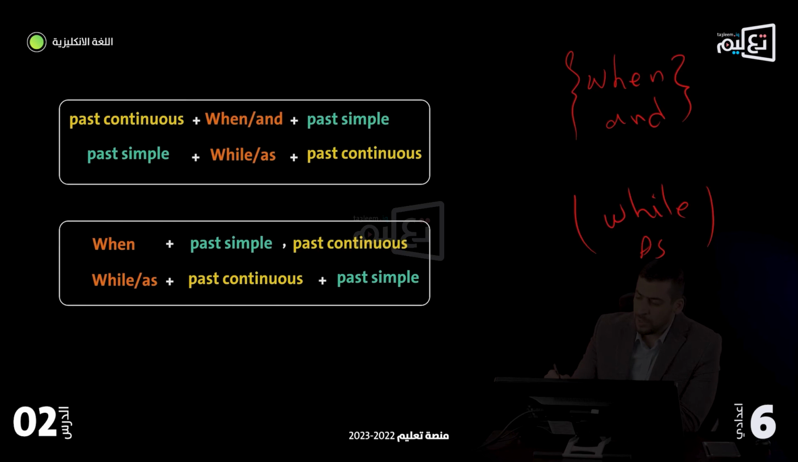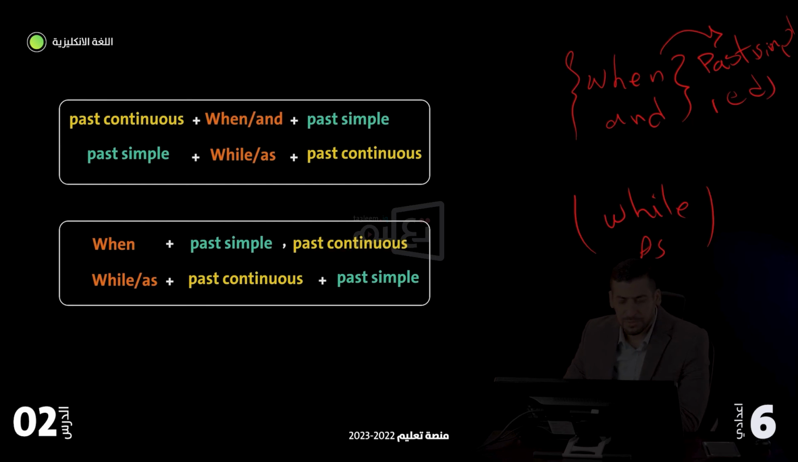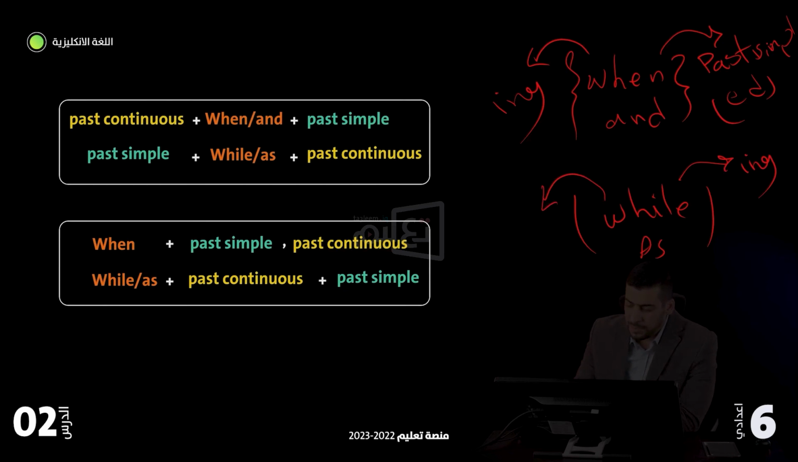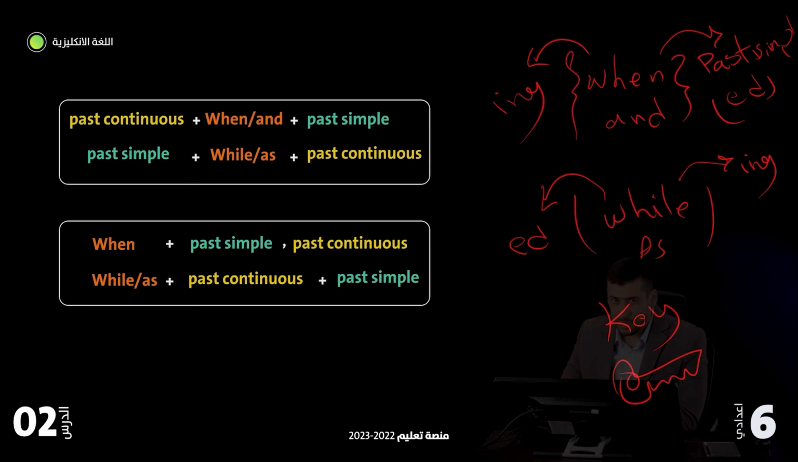When is always followed by the past simple. We can represent it as an ed for short. And the previous part will be ing, the past continuous. For those other two, while and as, they're always followed by an ing, and the other side will be the ed. This is a very important section in this subject. You need to understand that those are the key you can use to solve these questions or problems.